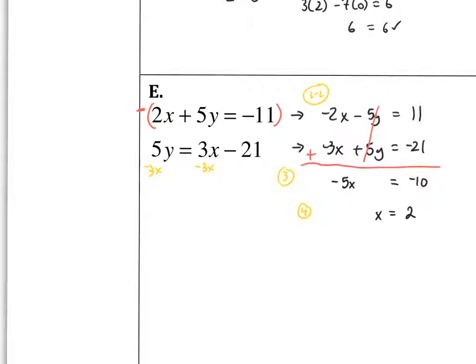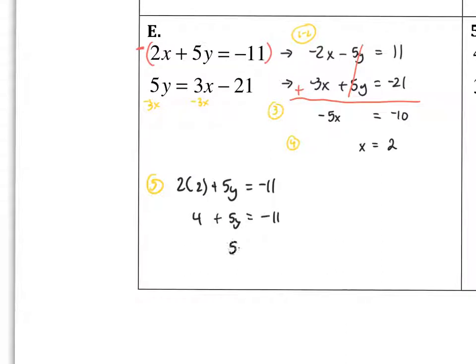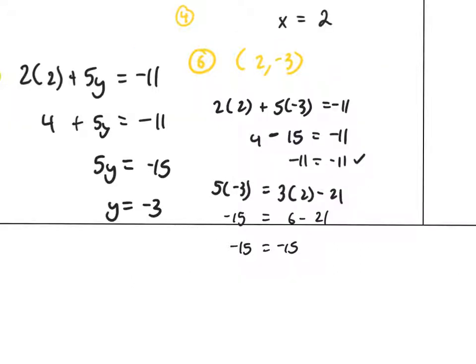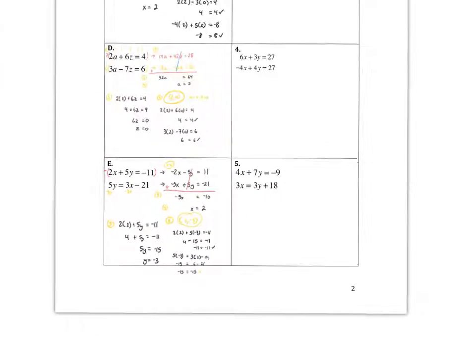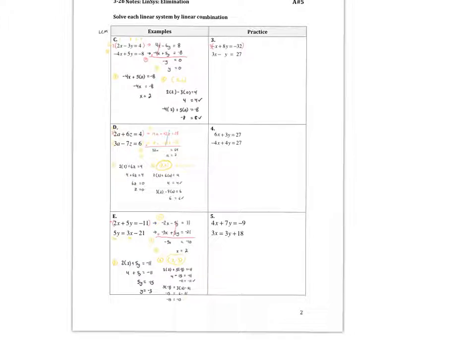And now step 5, we want to put that into one of the originals. I'll put it on the top there. 2 times 2 plus 5y equals negative 11. 4 plus 5y equals negative 11. 5y equals negative 15, and y equals negative 3. So step 6 is the check. And running through the check, we see that both of these work out, so (2, negative 3) is the solution. So take some time to practice those ones.